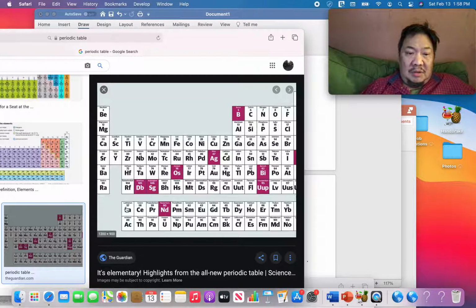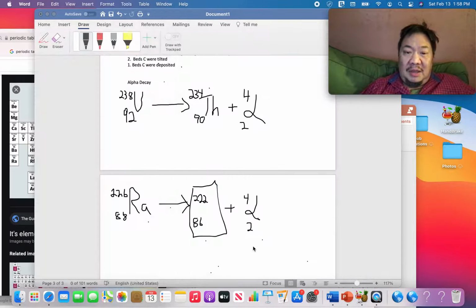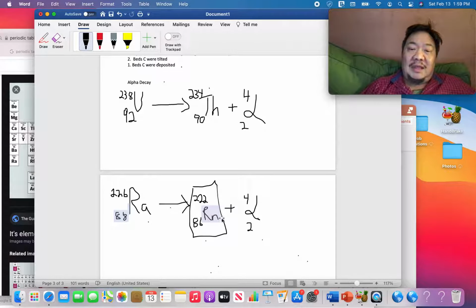So there's the periodic table. And what you'll find is that there's a daughter with an atomic number of 86, and it's Rn, radon. So radium-226 undergoes a type of radioactive decay called alpha decay. It produces an alpha particle and a daughter, radon-222. That's the first type of radioactive decay that you need to know. When a radioactive parent releases 2 protons and 2 neutrons, it makes an alpha particle and a daughter with an atomic mass of -4 and an atomic number of -2.